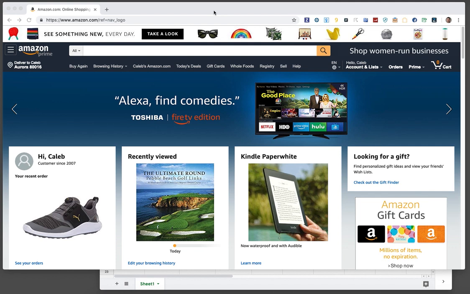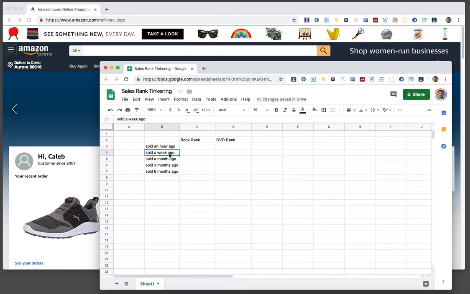There's a couple different key metrics that are important to look at, and so what I've done is drafted just a real basic spreadsheet here, and we're going to look at books first, and then we're going to just look at DVD and hopefully give you the transferable skills to apply this to other categories. So a book rank number 1 would be the most popular book in the last hour that's out there. 2 is the second most popular, etc.